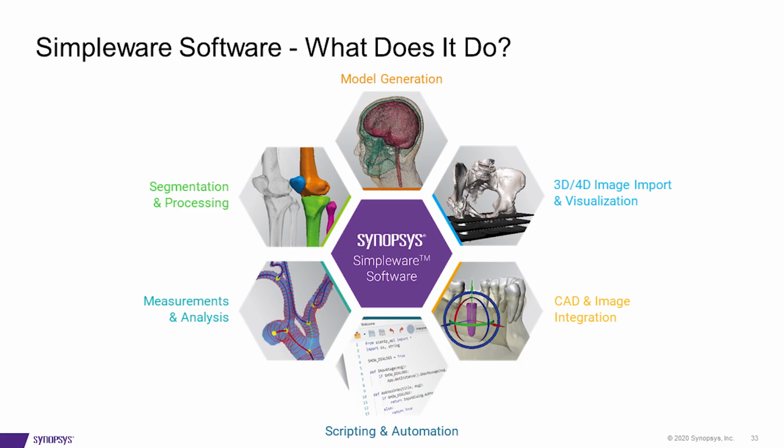Looking at the technical side of our software, what does it do? Really, our focus can be seen in these hexagons here. We have capabilities for importing and visualizing image data, 3D and 4D, we should say. We have a large number of different tools for segmenting that data, ranging from manual all the way to extremely automatic with the machine learning based tools we've implemented. Once we have that segmentation, we can go into measurements and analytics, understanding that data quantitatively.